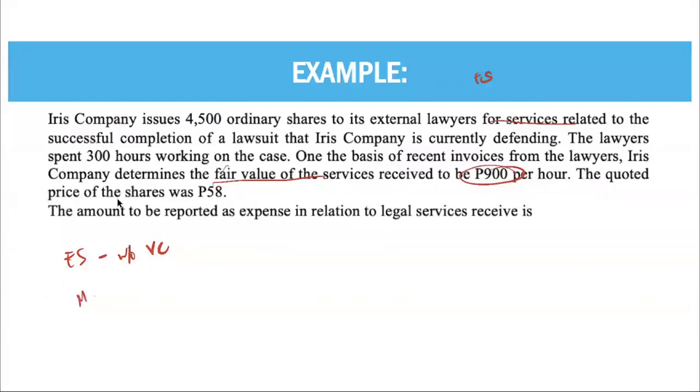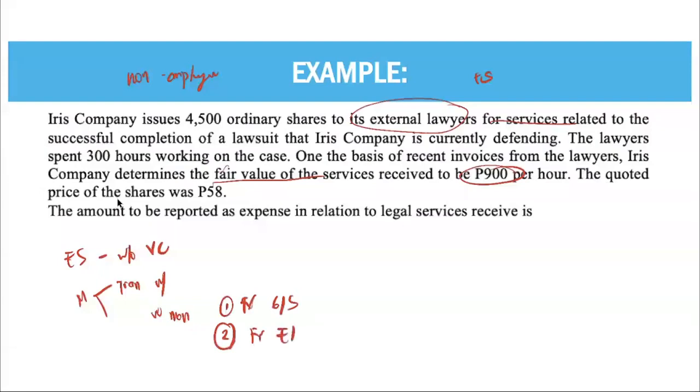But what we need to take a look at here is how do we measure it? We measure it based on whether it is a transaction with an employee or with a non-employee. As you can see here, it is an external lawyer. So this is a transaction with a non-employee. If it's a transaction with a non-employee, we measure it first on the fair value of goods or services. Next, we measure it based on the fair value of equity instruments. What is the fair value of goods or services? 900 per hour times 300 hours. So this will give us 270,000.